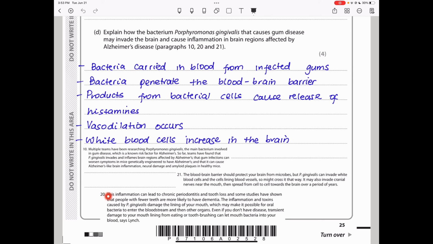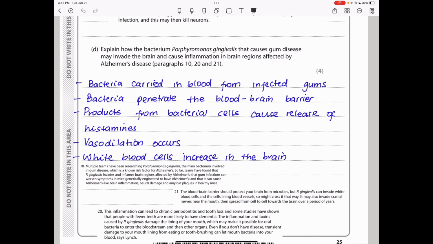Then 20 says, this inflammation can lead to chronic periodontitis and tooth loss, and some studies have shown that people with fewer teeth are more likely to have dementia. The inflammation and toxins caused by P. gingivalis damage the lining of your mouth, which may make it possible for oral bacteria to enter the bloodstream and then other organs. Even if you don't have disease, transient damage to your mouth lining from eating or toothbrushing can let mouth bacteria into the blood, says Lynch. So actually this comes before that. So we can refer to this and try to see if we can answer this question.